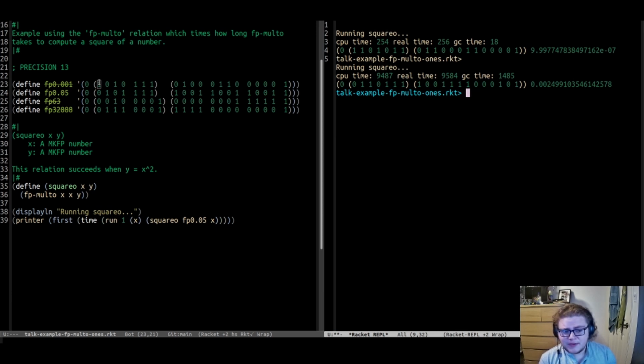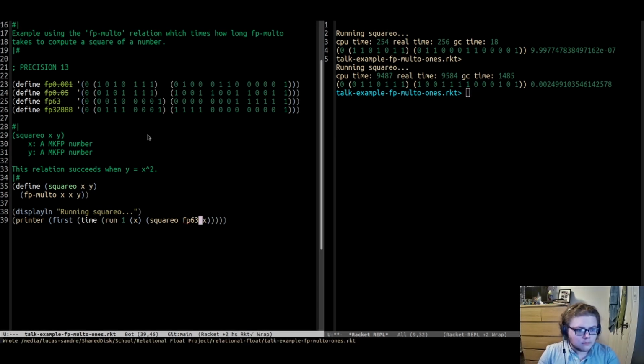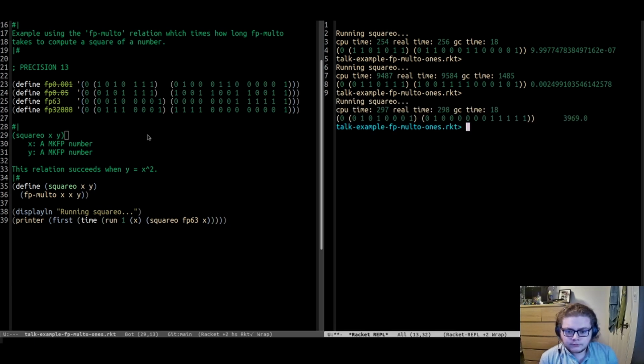Right now you might be thinking that 0.05 is larger than 0.001, so maybe FP multo is just slow when working with larger numbers. Let's test this hypothesis by squaring 63. This one's fast again. So the hypothesis was wrong. What happens when we square an even larger number, like 32,888?